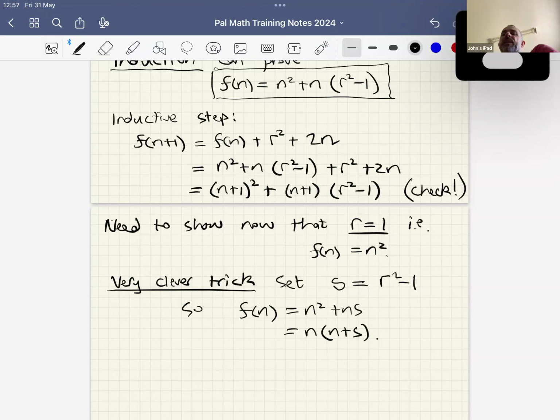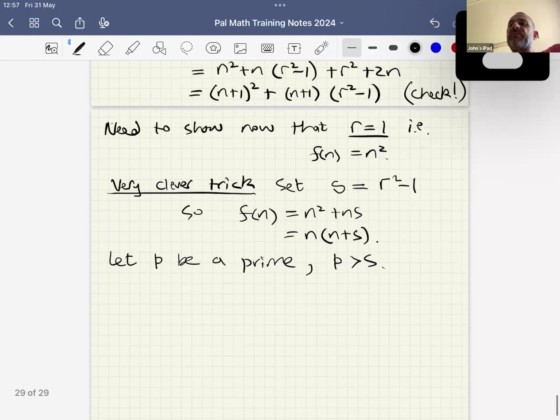Now let p be a prime with p greater than s. So we know that there are an infinite number of primes, so we can always find a prime that's bigger than any given integer. So we have f of p is p into p plus s.